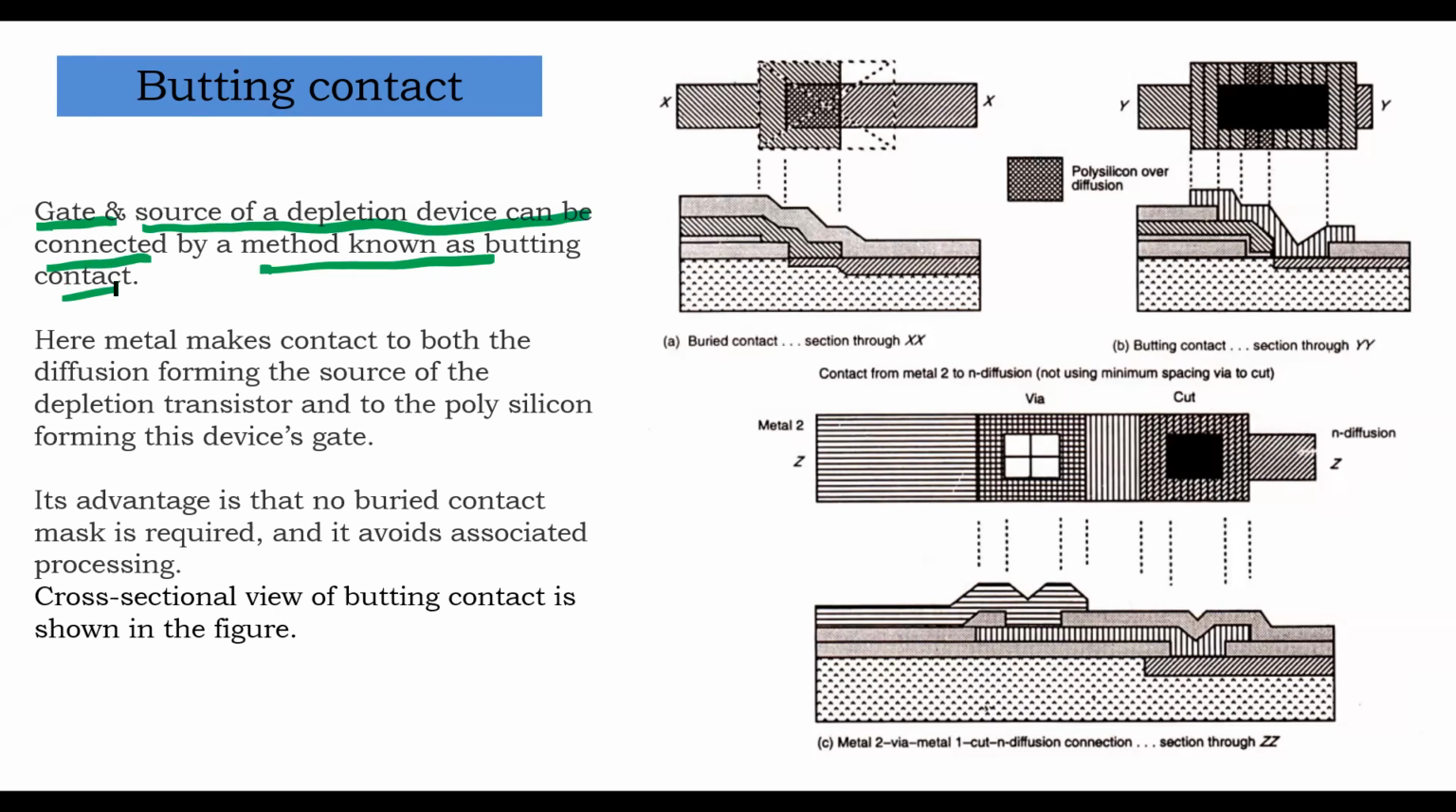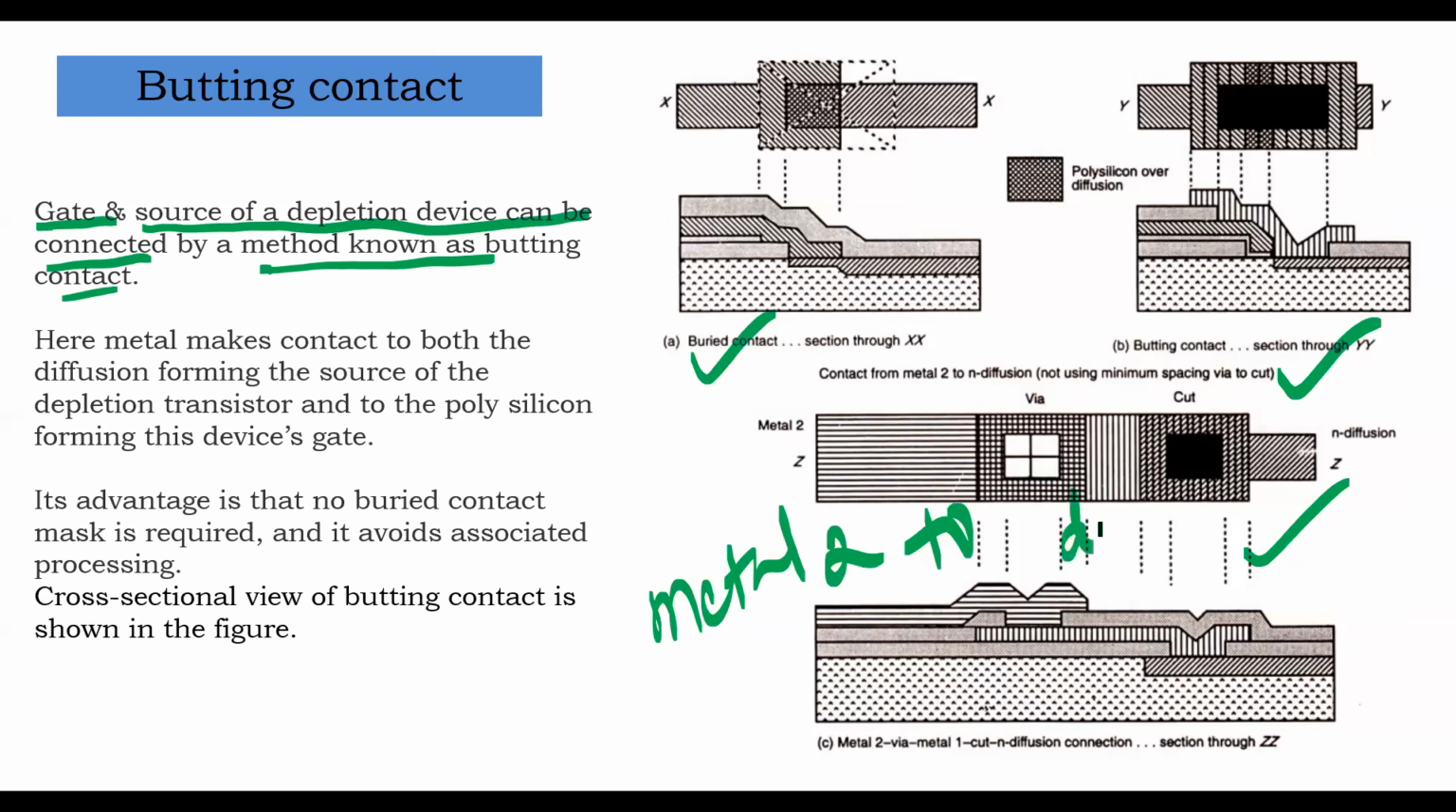See here, this is the buried contact, which we already discussed. This is the butting I want to discuss with you now. In the butting contact, metal connects to the diffusion. This is over, this is over, and this remains. Okay, so we will go to this one.